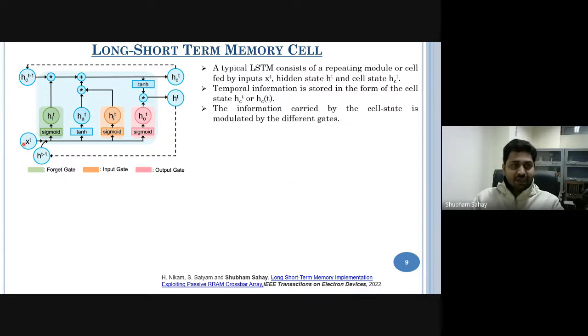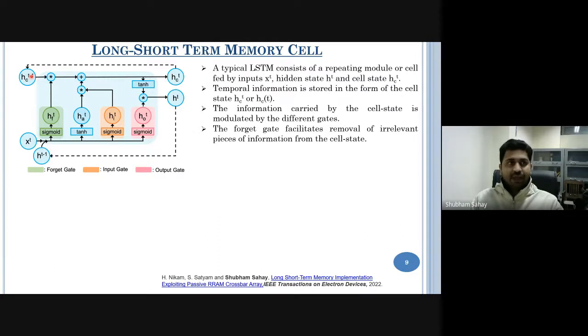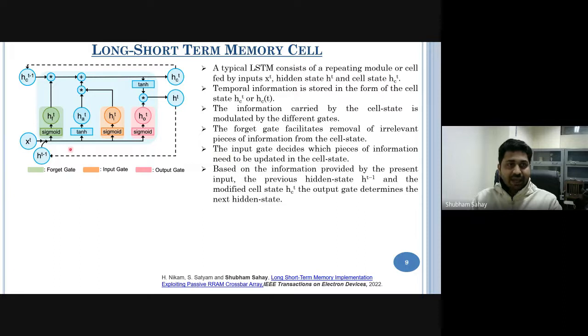So input comes, and here you have the cell state of the previous cell, which was obtained from the previous input. The forget gate facilitates removal of irrelevant pieces of information from this context, and it takes as input the hidden state as well as the present input. Based on them, this neural network removes irrelevant pieces of information from the cell state and passes it on. Then the input gate, based on the present input and the hidden state, adds some information to this filtered cell state.